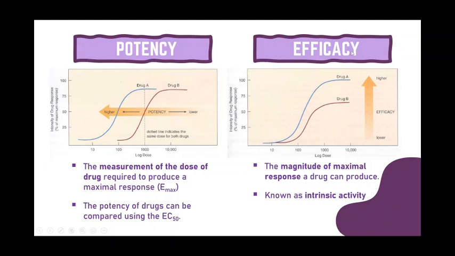The term efficacy of the drugs means the magnitude of maximal response that a drug can produce, also known as intrinsic activity. And as you can see in the chart here, drug A has higher efficacy compared to drug B because drug A produces 100% of the response. Meanwhile, drug B produces nearly 50 to 75% of the response.